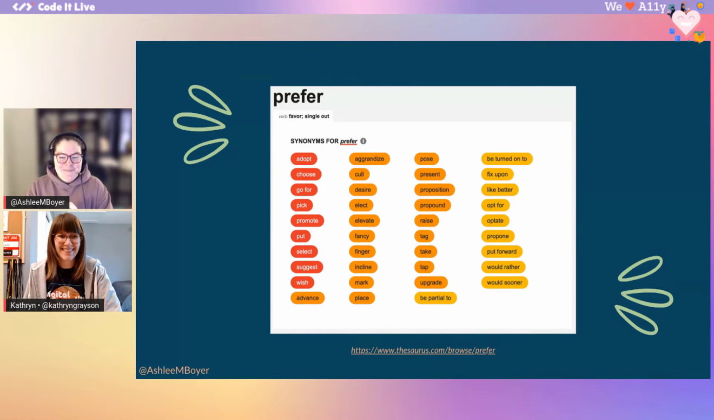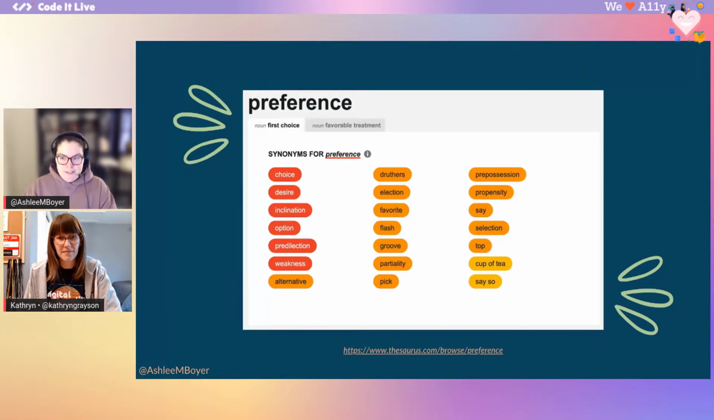So I've spent a lot of time with the sources, with writing and trying to come up with interesting words when I write literary analyses. So to start, let's look at prefer. And I'm not going to read all of these because I don't feel like they're all super relevant to what we're looking at here. But the ones that stand out to me are adopt, choose, pick, select, wish, desire, be partial to, would rather. And so let's look at the other version of this word, which is preference.